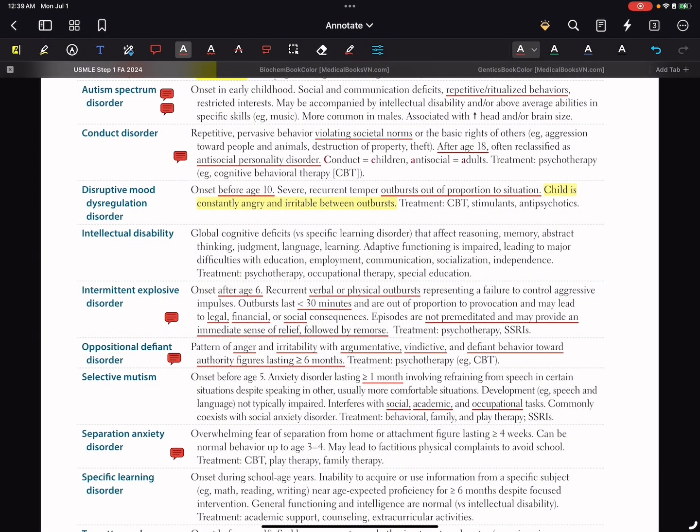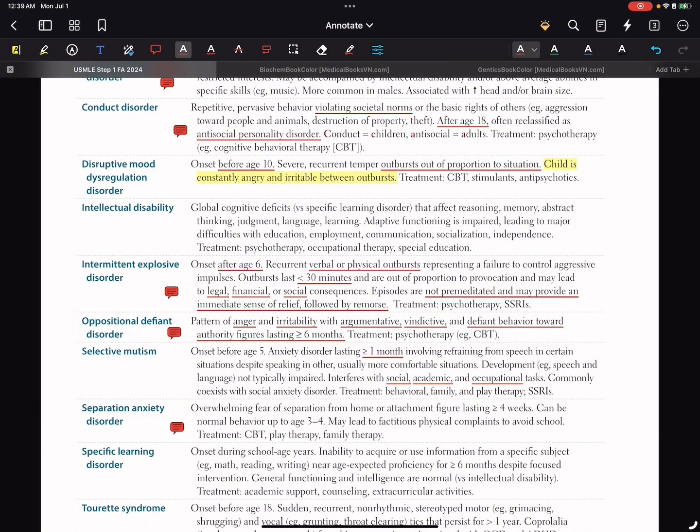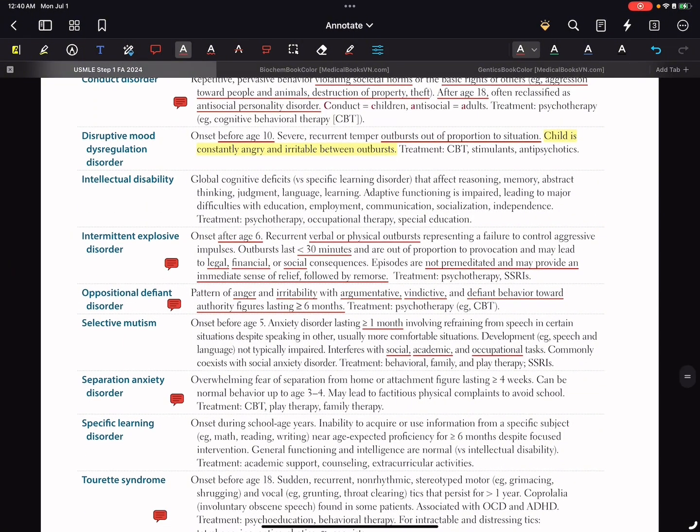Conduct disorder: repetitive, pervasive behavior violating social norms or the basic rights of others, aggression towards people and animals, destruction of property, theft. After age 18, it is often classified as antisocial personality disorder. Conduct in children, antisocial in adults. Treatment is psychotherapy and cognitive behavior therapy. This is very important: basic rights of others. For example, they will say a patient burns the school lockers and steals his friends' pencils, and he doesn't feel guilty and blames them, saying they are stupid and not careful with their things.